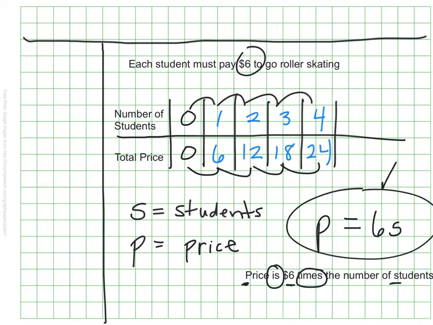This 6 has a name. We've talked about it a couple times before. The number in front of a variable is called a coefficient. And you might notice that that coefficient is the same number as in our table as we increase it one student at a time. This 6 shows up here in our table, and it's the same number that is our coefficient.